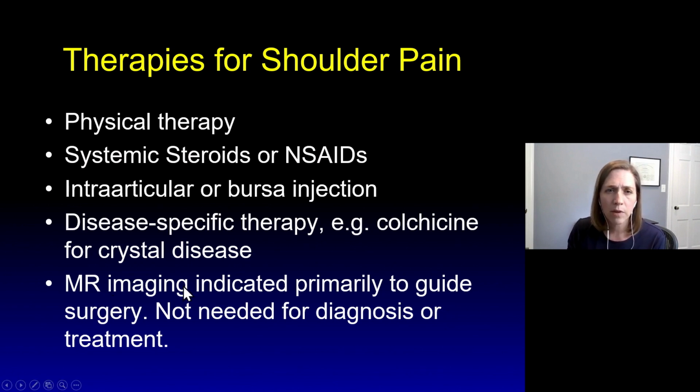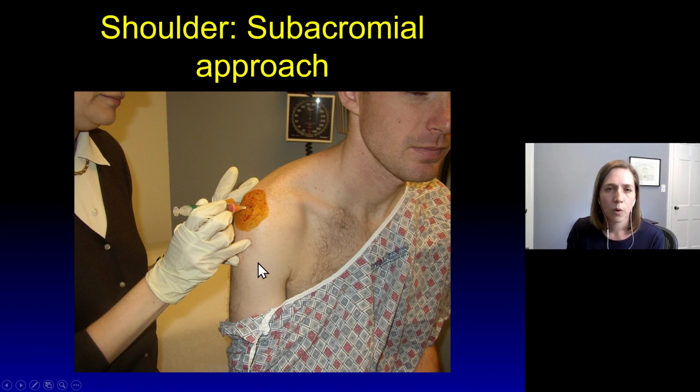And then MRI imaging is generally not indicated for diagnosis, but is often used to guide surgery. Is there a complete rotator cuff tear? Is there something that they need to know before they operate? So when you inject, you could think about a subacromial approach.